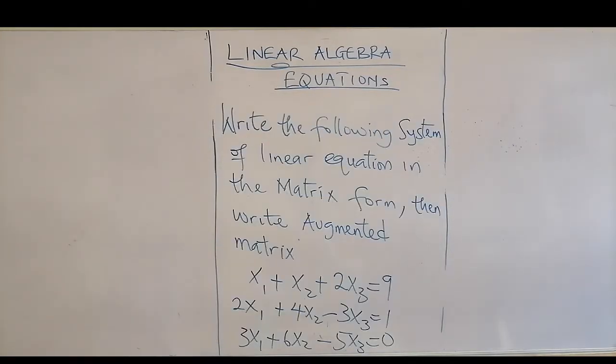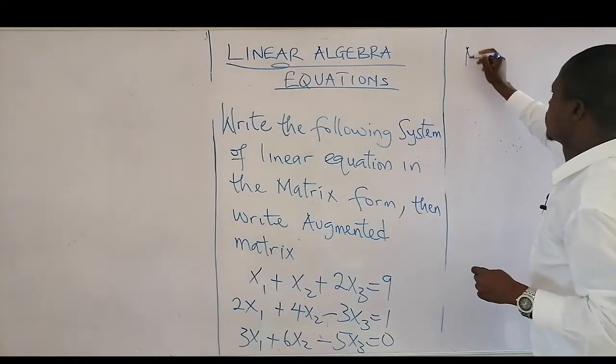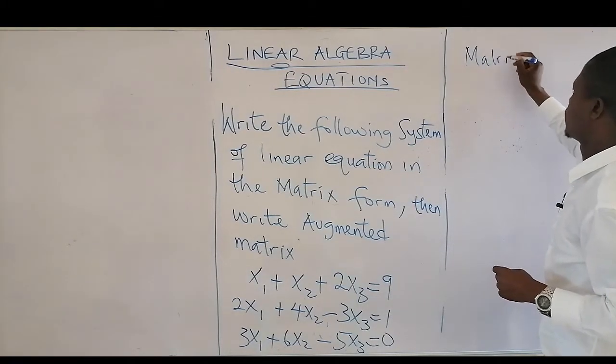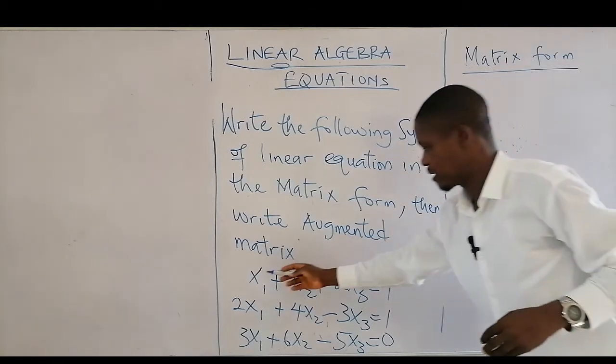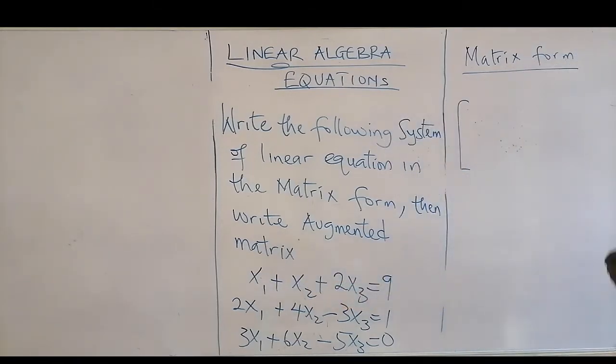Yeah, write the following system of linear equations in the matrix form. Then write the what? The augmented matrix. So let's take the matrix form. In matrix form, this is how many variables you have there. We have x1, x2, x3. So it's going to be 3 by 3. The unknown is 3, so it's going to be a 3 by 3 matrix, a square matrix.